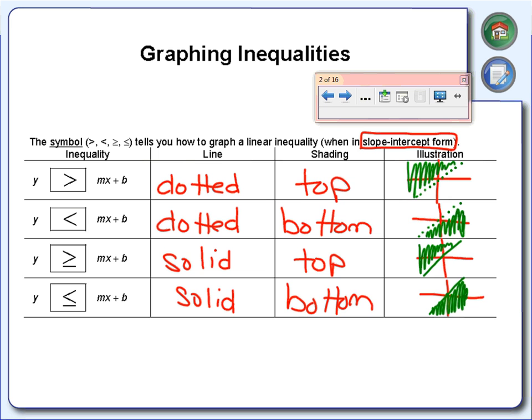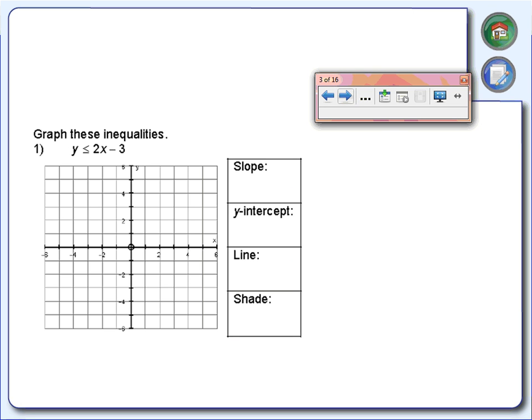All right, so that's just a quick review over the rules on graphing inequalities. Now let's take a look at an example here. Here's our first example. Y is less than or equal to 2x minus 3. Still not a system, this is just review. Notice they gave it to us in slope-intercept form. So out here on the right side, there are four boxes that we're going to fill in first. The slope. What is the slope of this line here? 2. So put it in the first box. The Y-intercept. The Y-intercept is -3.